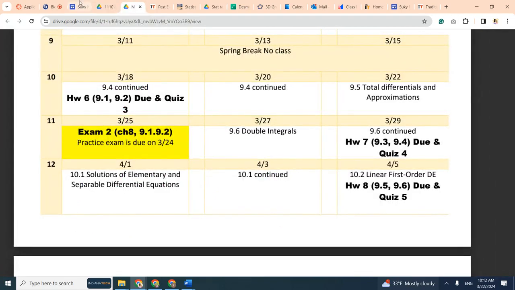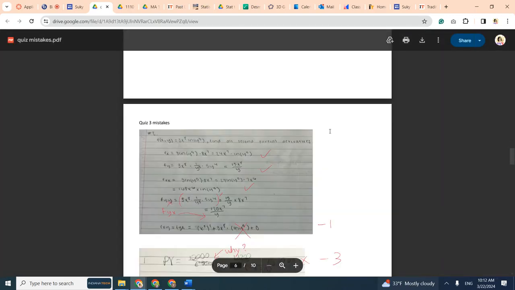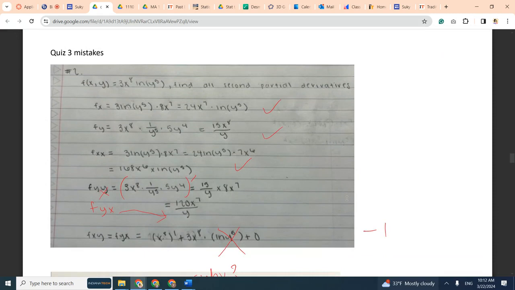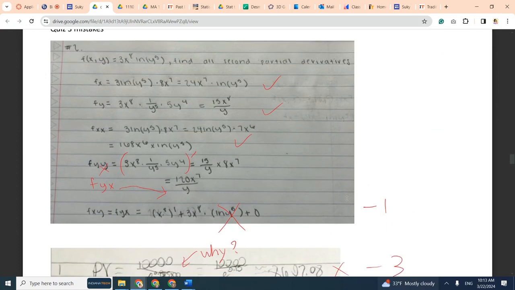Okay, and let's look at the quiz mistakes. So we learn from the mistakes. So hopefully in the exams, you won't make similar mistakes. So here, this answer is fyx. So you're taking the derivative of fy with respect to x. So then you need to find fyy. So that's the mistake. Because this problem has 5 points, so one partial derivative is 1 point.